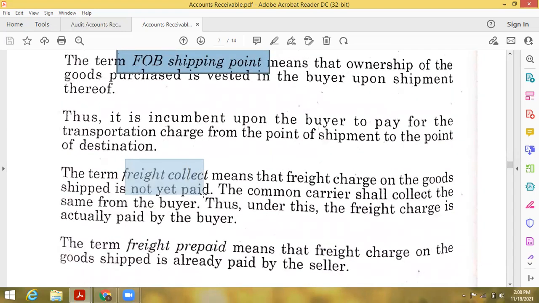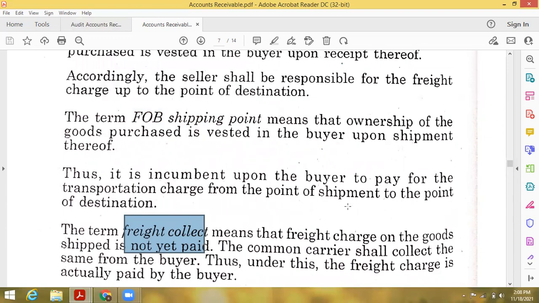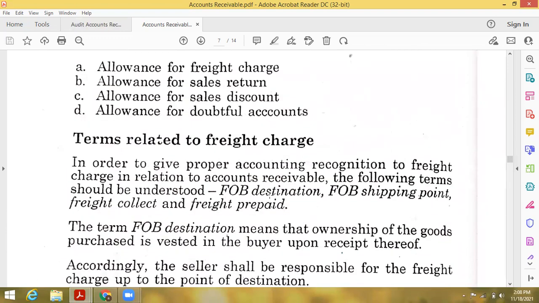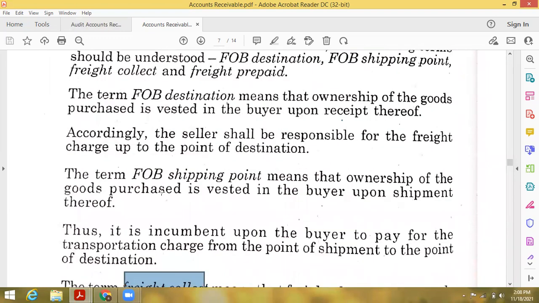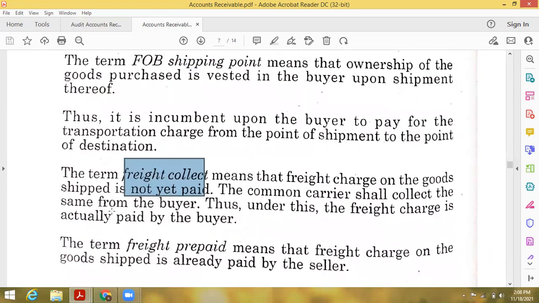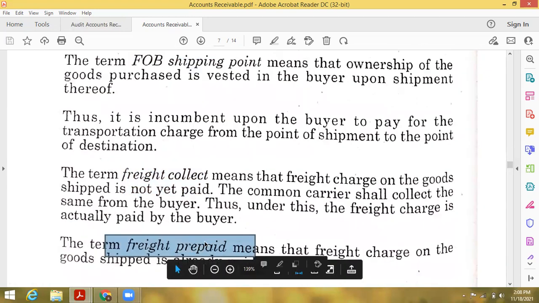Ano naman yung freight collect? Freight collect means the freight charge on the goods shipped is not yet paid. So, pag sinabi natin na freight collect, hindi pa bayad. Di ba may gano'n, we have cash on delivery. Parang gano'n yung freight collect eh. Cash on delivery. Tapos pwede rin naman daw na freight prepaid, binayaran na bago pa na-deliver. So wala ka nang problema.